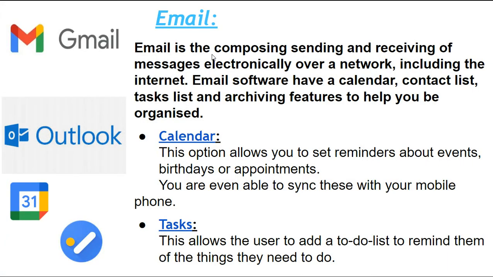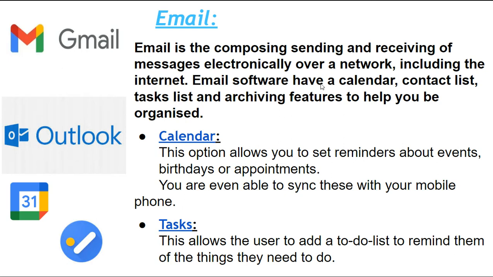Then we look at some of the different examples of digital communications, and we're starting with email. The two big email programs that you could choose to use. You've got Gmail, which you're using online. You could have Microsoft Office installed on your computer, and therefore your mail is going through Outlook. Gmail is web-based. Email is the composing, sending, and receiving of messages electronically over a network, including the internet.